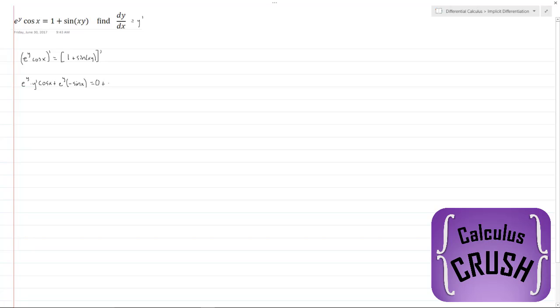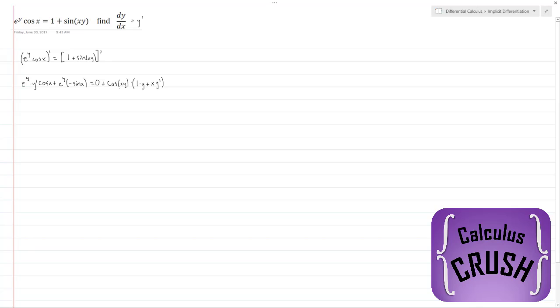So the derivative of sine of something is just cosine of that thing, but we've got xy on the inside, so we need to take the derivative of the inside. We have to use a chain rule here. So for the derivative of the inside, we need to use the product rule because it's x times y. So the derivative of x times y is equal to the derivative of the first, which is just 1, times the second, plus the first, which is x, times the derivative of the second, which is y prime.